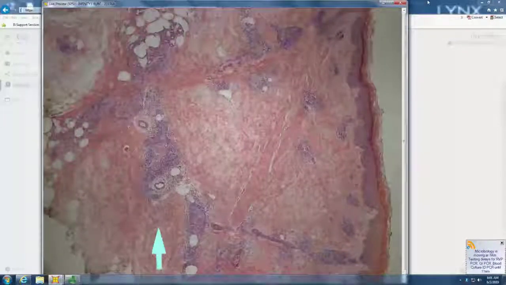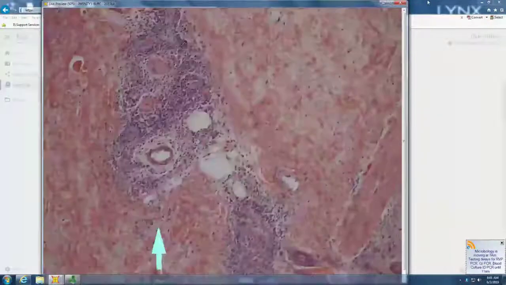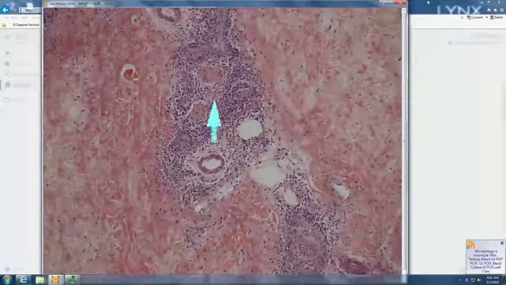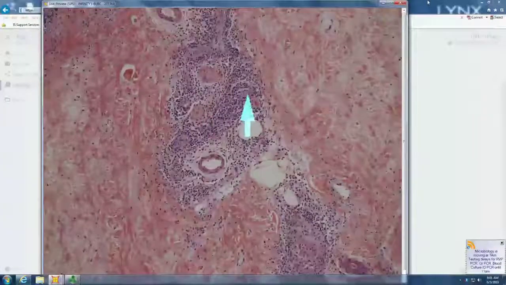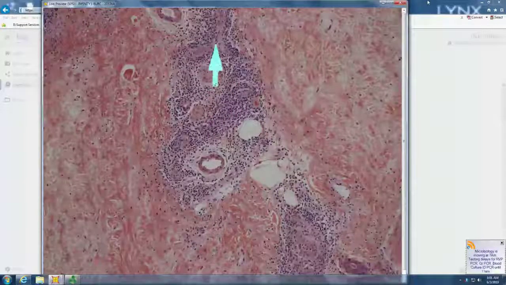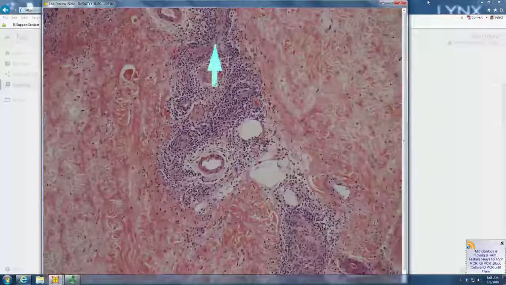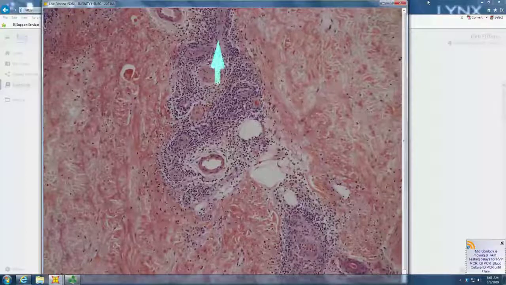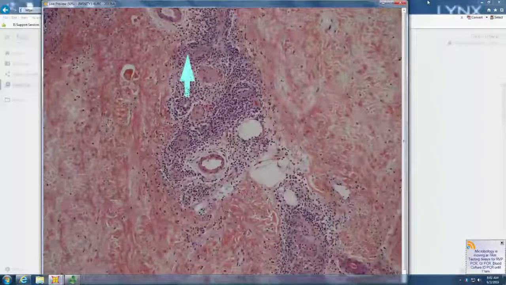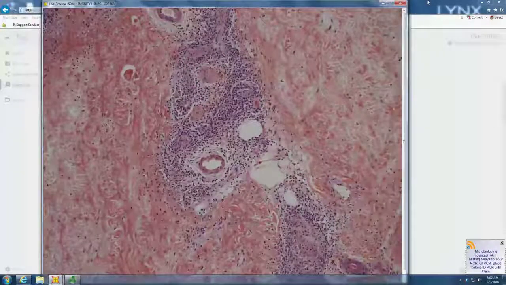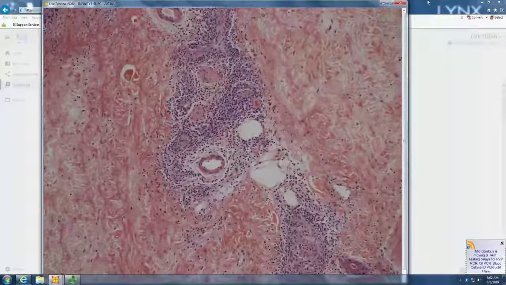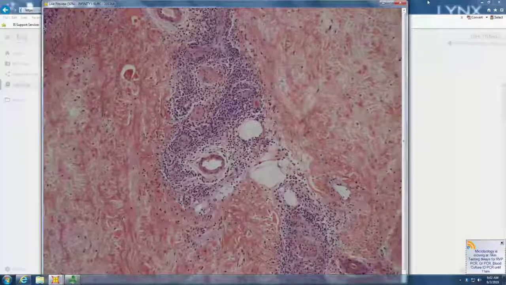Superficial and deep. Superficial and deep perivascular infiltrate. What kind of cells? Eos. Eos. Is there much of a lumen to the vessel, or is there endothelial swelling? Yeah, swollen endothelium. So superficial and deep, polymorphous with eos, endothelial swelling, bug bite. Yeah.